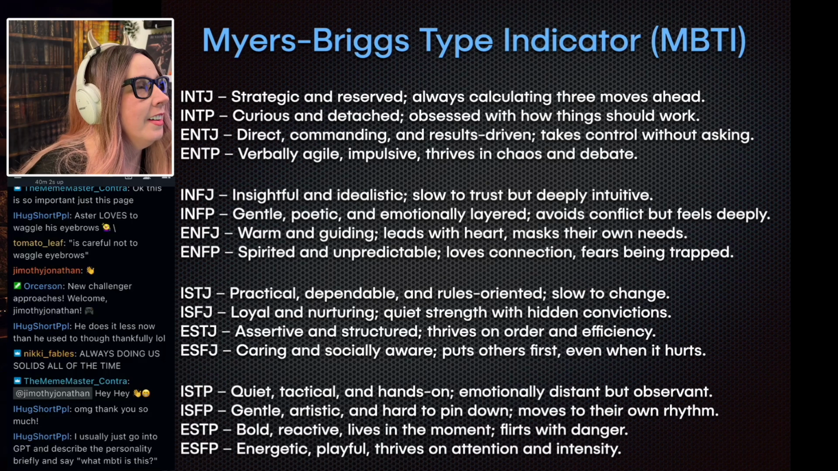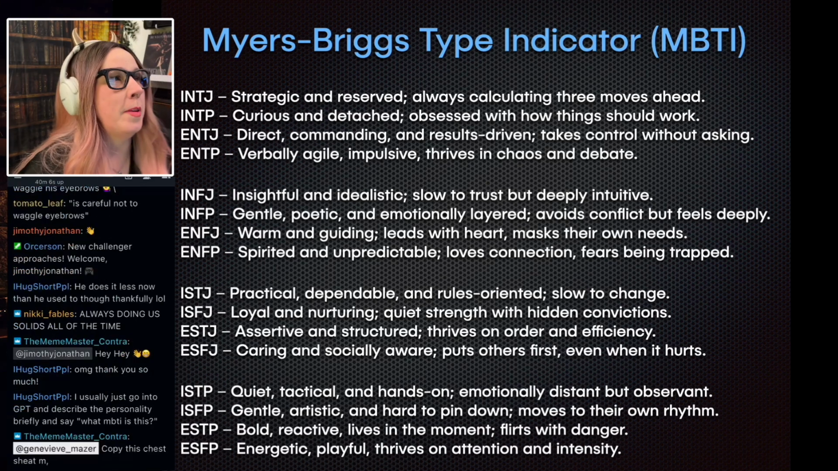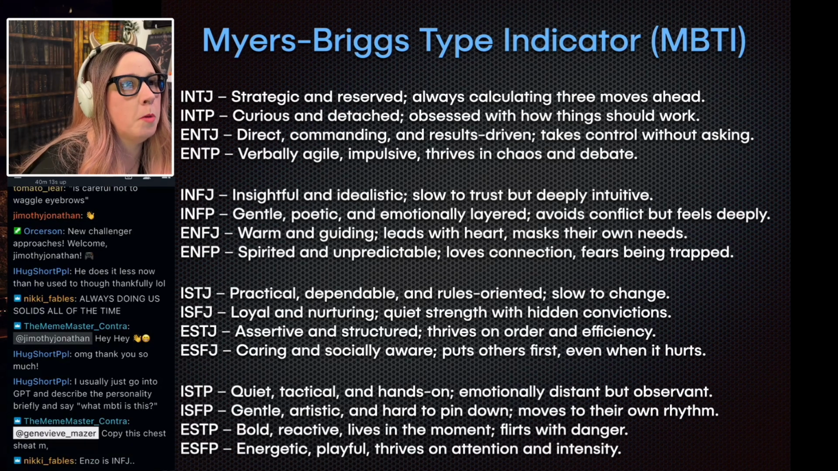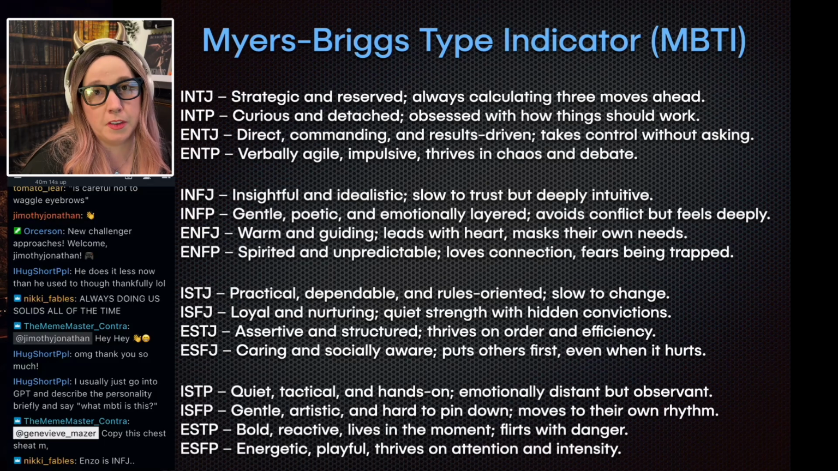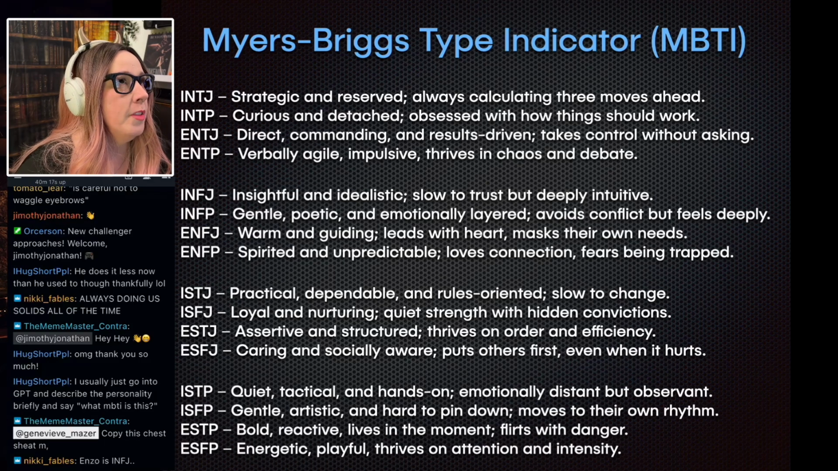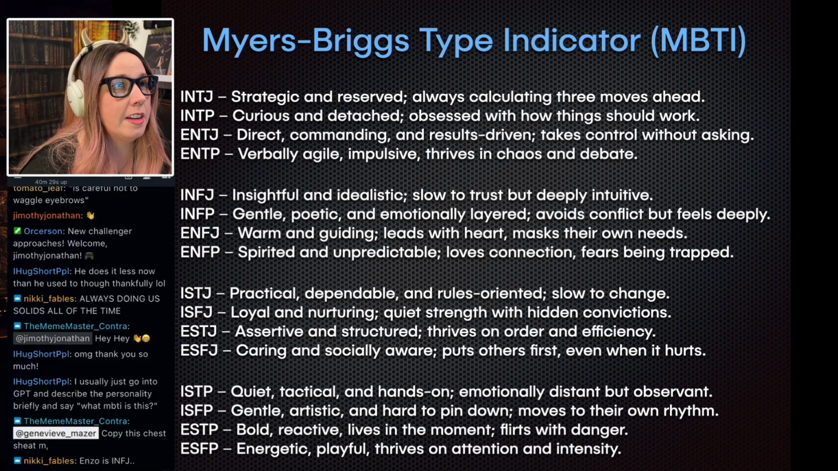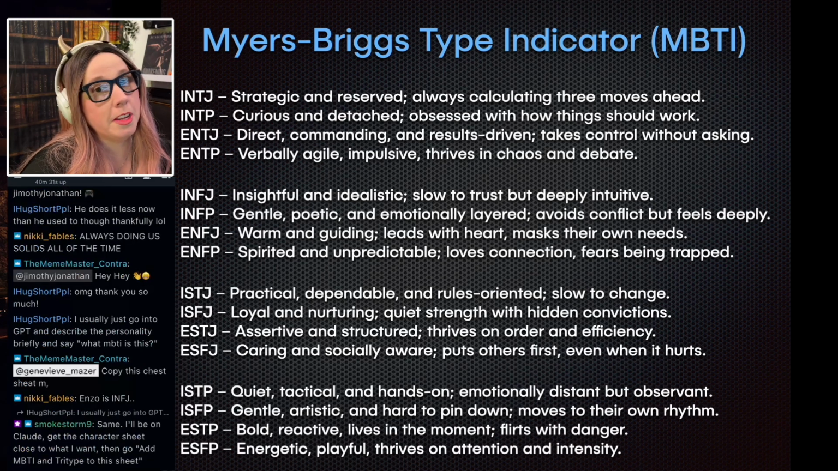Let's see. Anders is an INFP. Second one. Gentle, poetic, and emotionally layered. Avoids conflict, but feels deeply. Lauren, I believe, is an ENFP. Spirited and unpredictable. Loves connection. Fears being trapped. Yours truly is an INFJ. Insightful and idealistic. Slow to trust, but deeply intuitive.